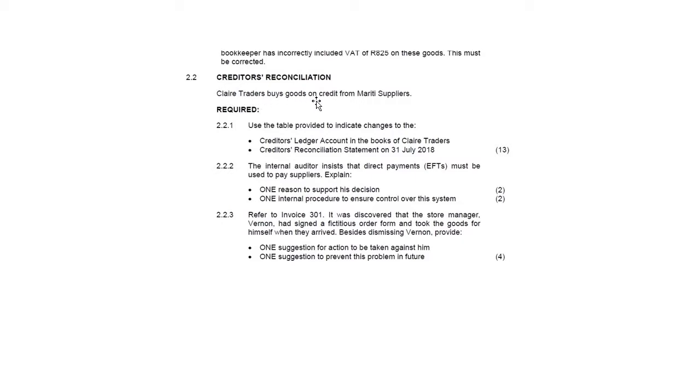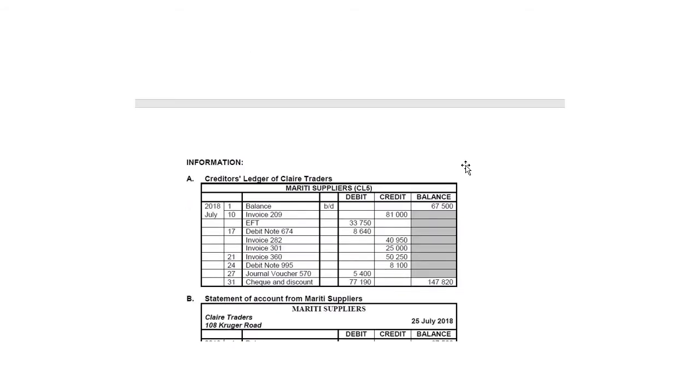Clear Traders buys goods on credit from Mariti Suppliers. We buy on credit, so Clear, that's us, and Mariti, that's them. Important to know who we are and who the supplier is. Eventually you can get a bit confused with the names. So that's the first thing. Even on the paper, wherever it mentions Clear, above it write us, or Mariti, above it write them. Then you can't get confused.